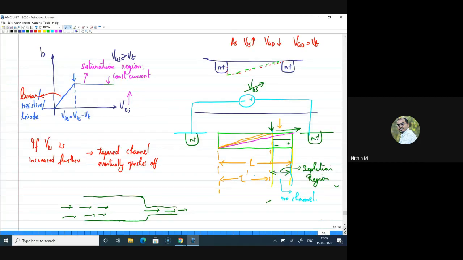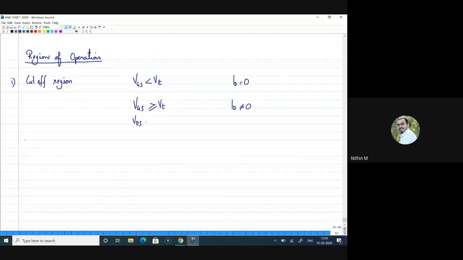So when your VDS is very small, or maybe to understand this point, when your VDS is less than VGS minus VT, the device is actually in linear region, right? So I will make a note here. When your VDS is less than VGS minus VT, the device is actually in linear region.